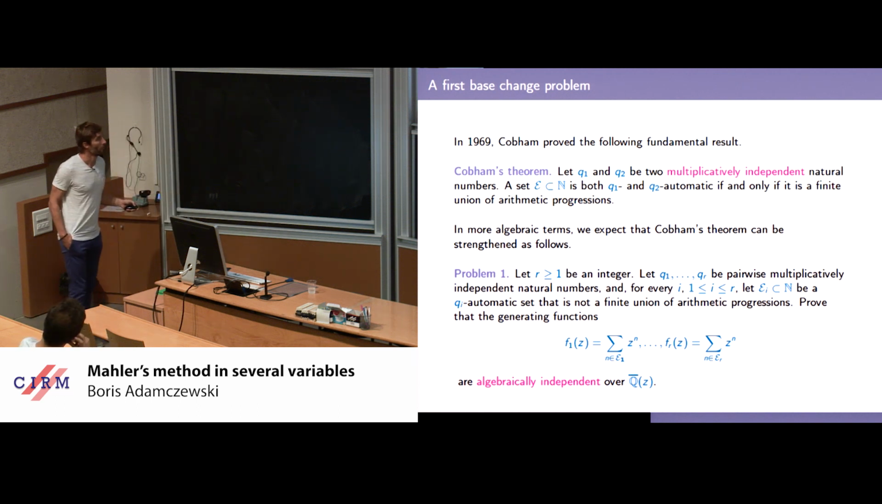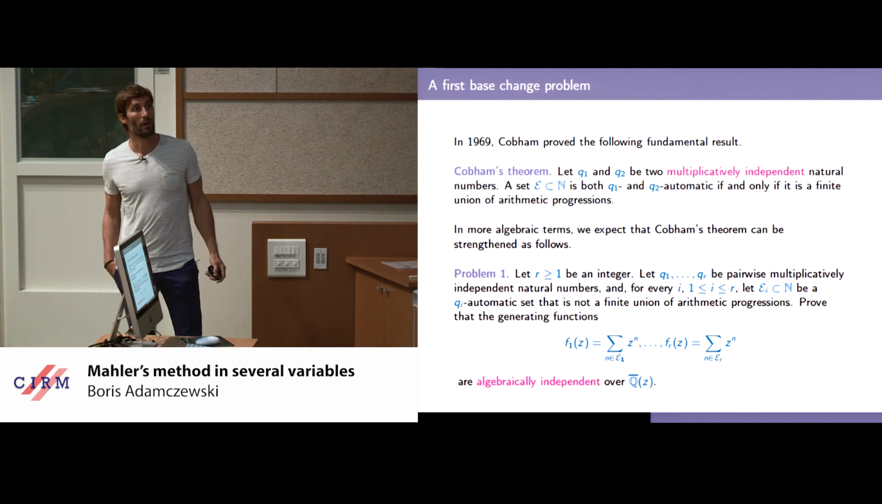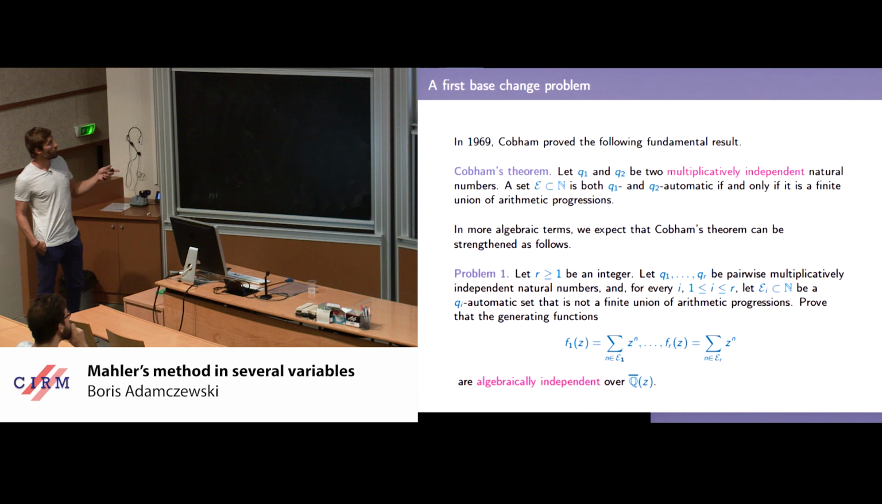It looks like a rather difficult question, which is only solved in the case r equal to 1 up to now. If you have only one set which is not a finite union of arithmetic progressions, the generating function is transcendental, so it's quite an easy result. But otherwise, it's still open. Only specific cases have been handled so far. So this is our first problem.